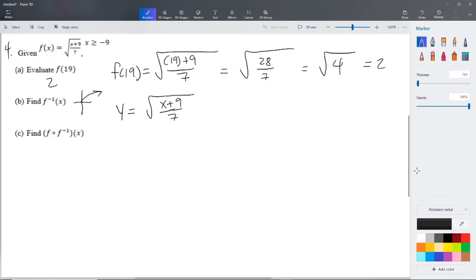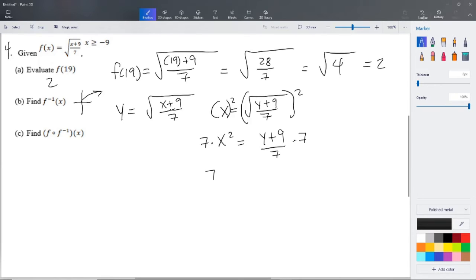All right. So we first switch the x and the y. It means x is going to equal the square root of (y plus 9) over 7. And then we solve. So to solve, the first thing we have to do is square both sides. We got to get rid of the square root. That's how we get rid of a square root, is to square both sides. So that's going to give us x squared on the left equals (y plus 9) over 7. Then we're going to multiply both sides times 7 next. So that's going to give us 7x squared on the left. And that's going to give us y plus 9 on the right.